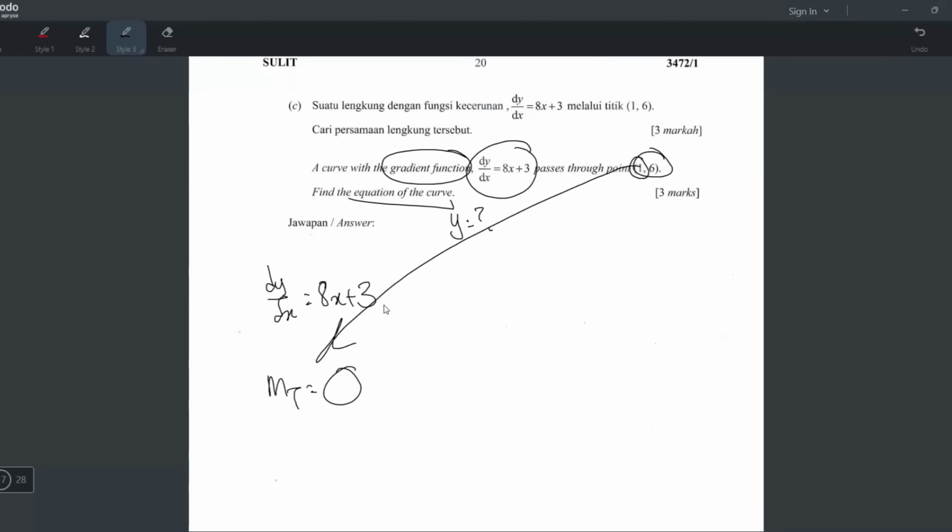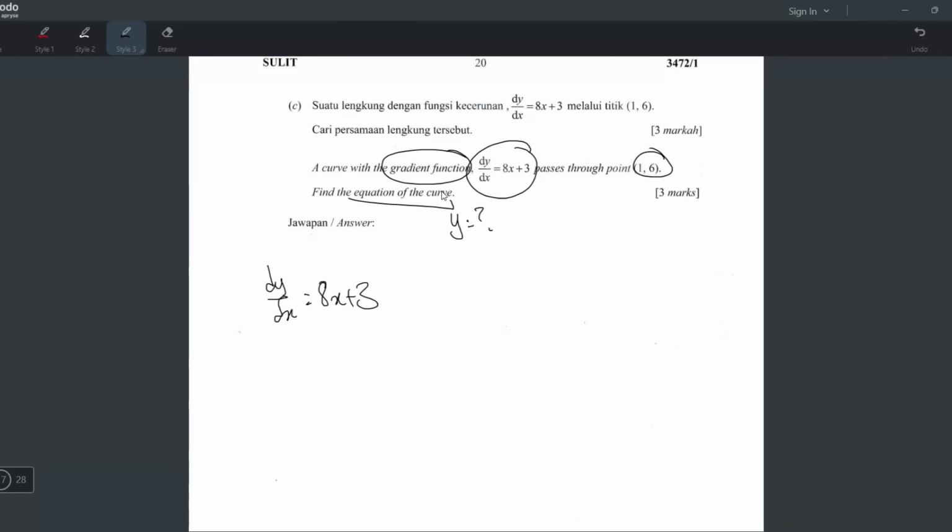Okay. But what if they say find the equation of the tangent? Then only you do like that. If I change the question to find the equation of the tangent, then you have to substitute the 1 in, find the gradient of the tangent, and then use the formula y minus y1 equals gradient times x minus x1. Use the gradient of the tangent and the point to find the equation of the tangent. But this one is different. This one they're asking for the equation of the curve.